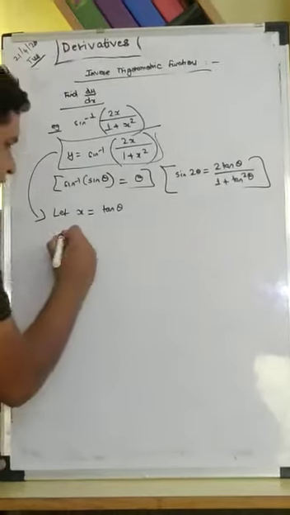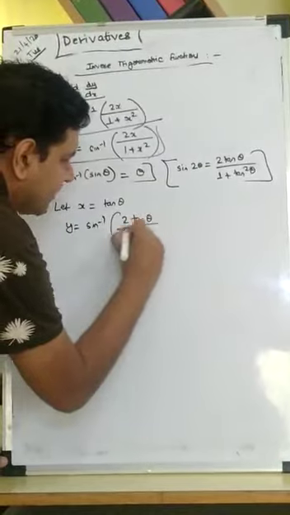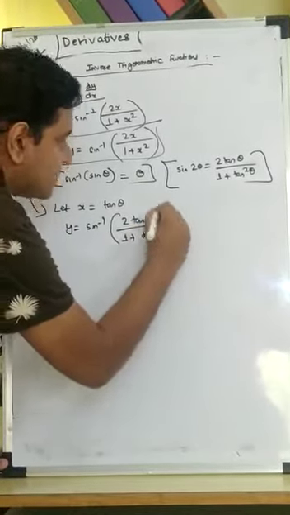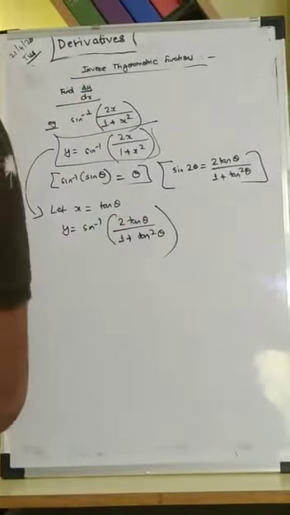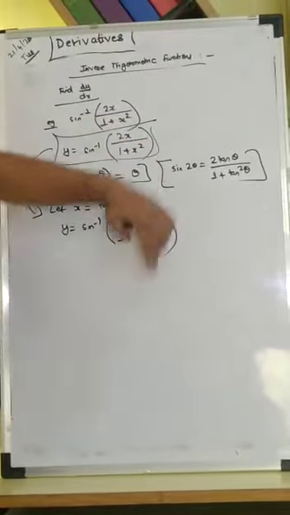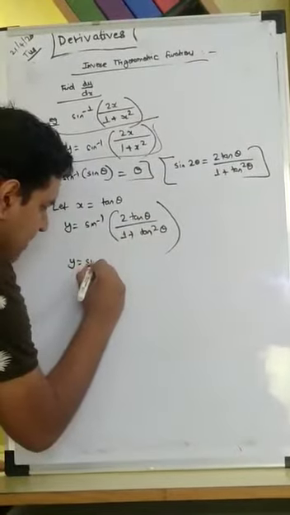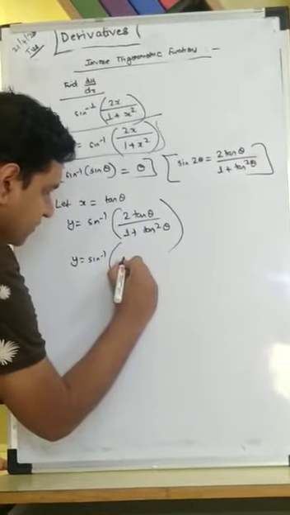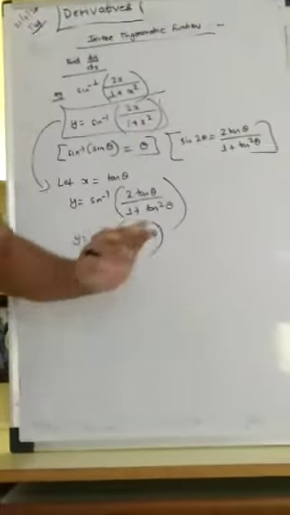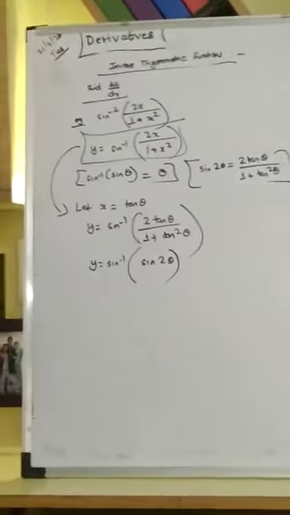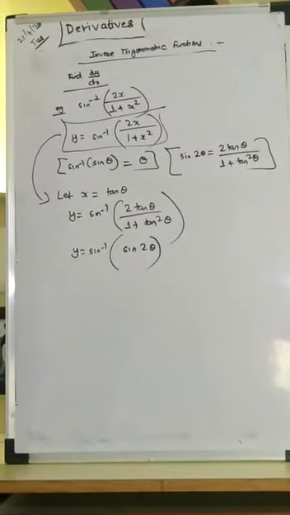So what happens within my function? Y is equal to sine inverse 2 tan theta upon 1 plus tan square theta. Now that I've assumed x to be tan theta, within the sine inverse I have 2 tan theta upon 1 plus tan square theta. Can I write y is equal to sine inverse of, I can replace this by sine of 2 theta because this resembles sine of 2 theta. Of course, it is because of my assumption x is equal to tan theta. So y is equal to sine inverse of sine 2 theta.